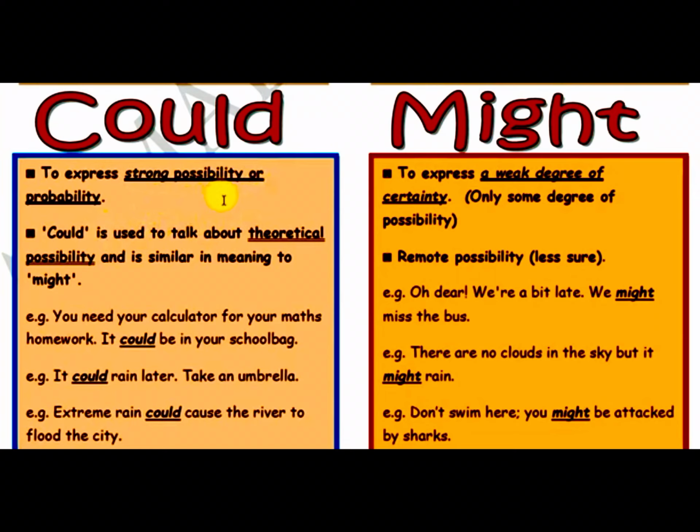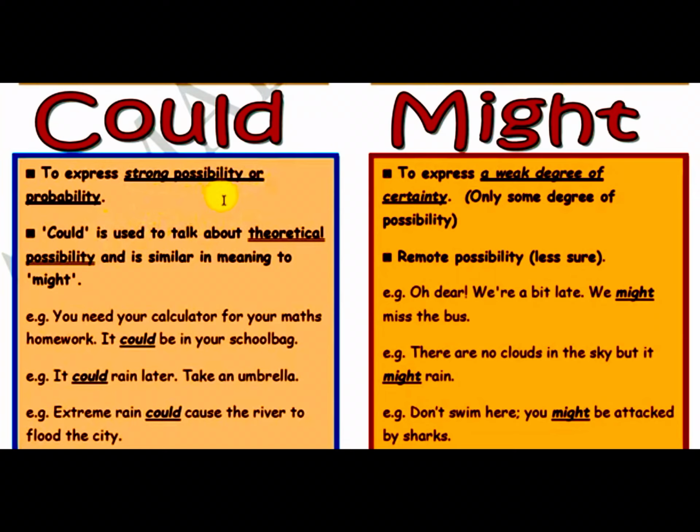The second example, there are no clouds in the sky, but it might rain. It might rain, يعني a small chance لأنه ما في غيوم في السماء, so it might rain, it might not. And the last example, don't swim here. You might be attacked by sharks. يعني ما تسبح هون لأنه ممكن إنه القرش إنه attack you.